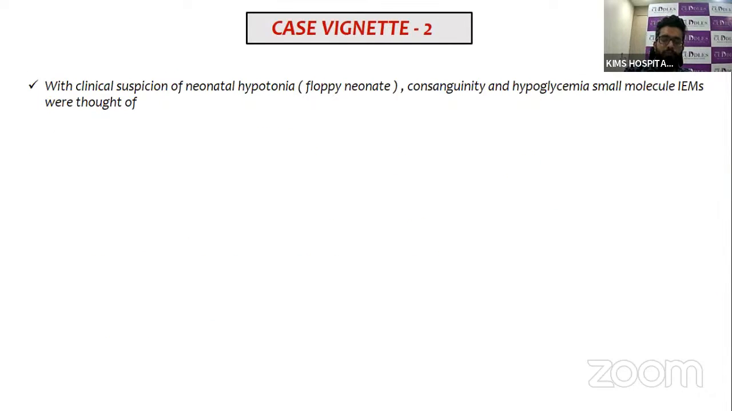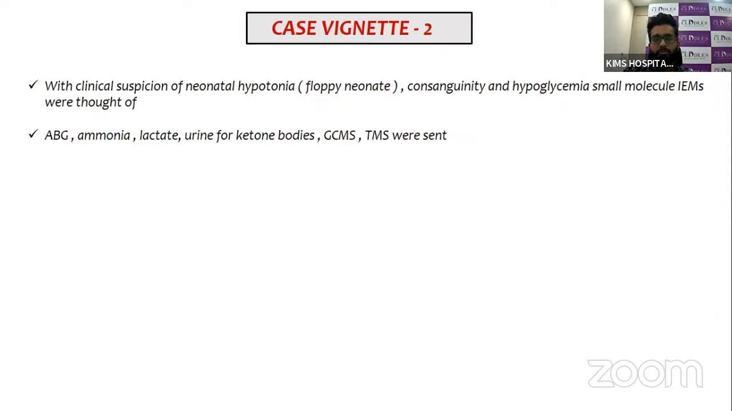So with the clinical suspicion of neonatal hypotonia, that is a floppy neonate, consanguinity, and hypoglycemia, what is important here is that hypoglycemia could be a probable clue for an underlying metabolic disorder. So a probable metabolic cause was thought of. With this picture, I think hypoglycemia should be included in your clinical narrowing down. Because of this, we considered a metabolic workup, that is ABG, ammonia, lactate; everything came back negative, including GCMS, TMS. So a small molecule IEM was relatively low on the list now, because the metabolic workup was negative.